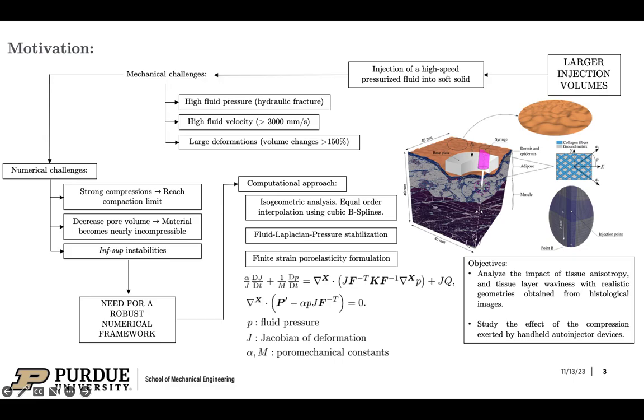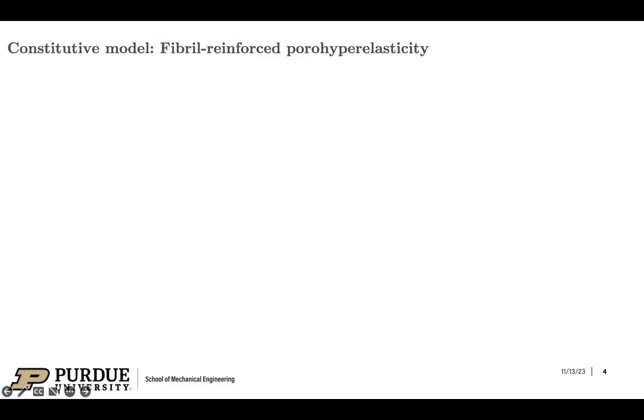The objectives of this research are to, one, analyze the impact of tissue anisotropy and tissue layer waviness with realistic geometries obtained from histological images, and two, study the effect of the compression exerted by different handheld autoinjector devices.